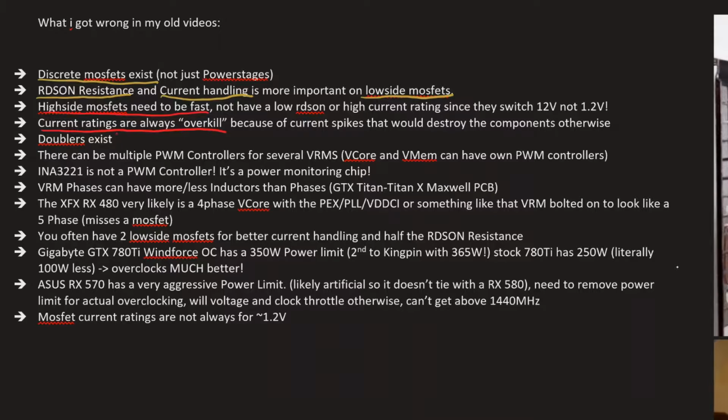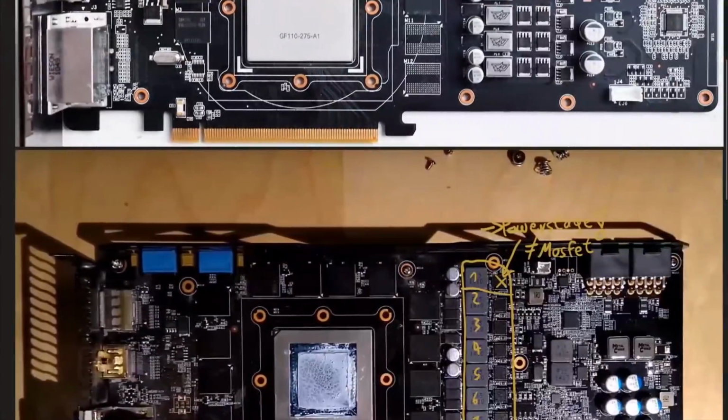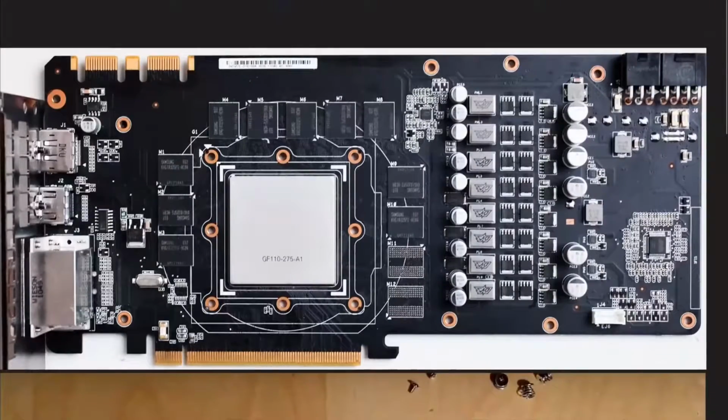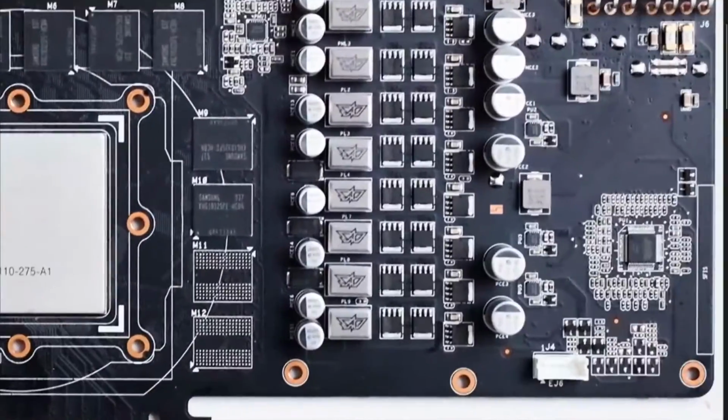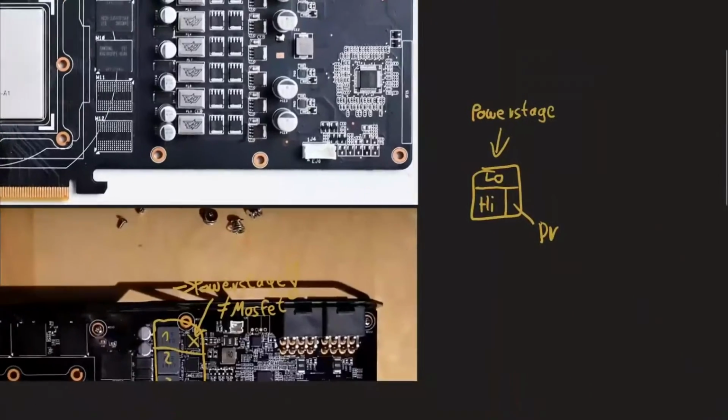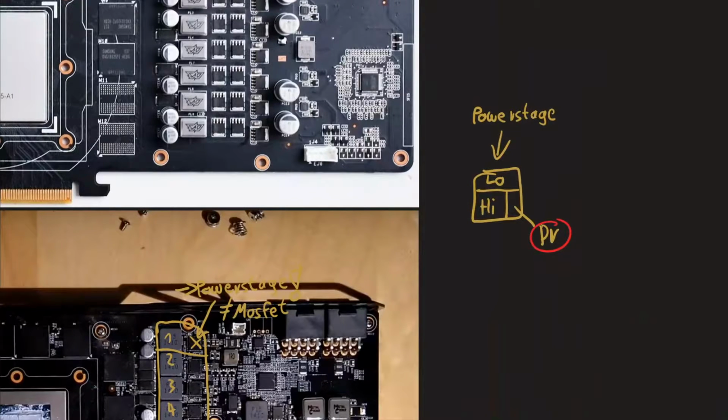So the next thing, doublers exist. I don't think I ever really talked about that, but it is something that I learned, and I think it is something very, very important also when talking about VRMs. So doublers look pretty much like this. These are not doublers, these are just drivers, like this thing right here, which is integrated in a power stage.